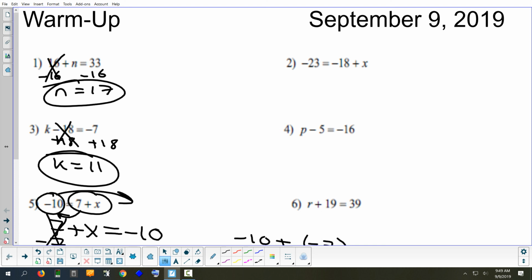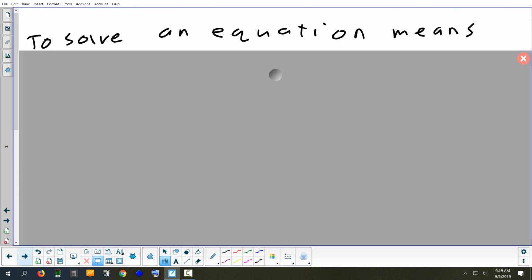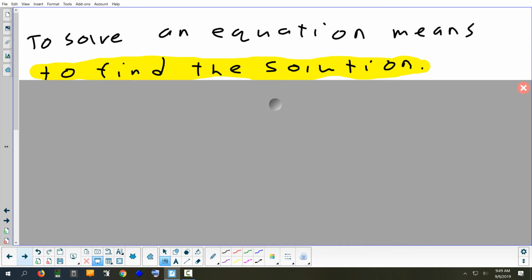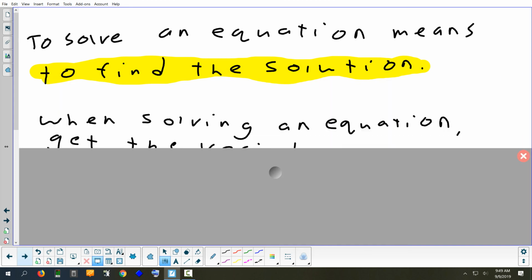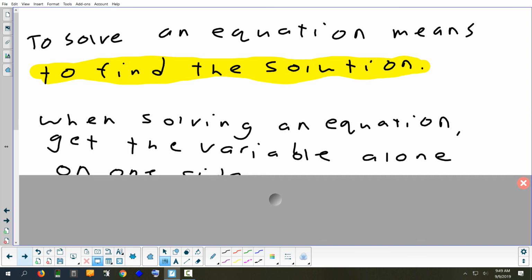Well, we did it in these 3. To find out what the variable is, you have to isolate the variable. Exactly. You have to isolate it, or basically get it by itself. Okay? So to solve an equation means to find a solution.